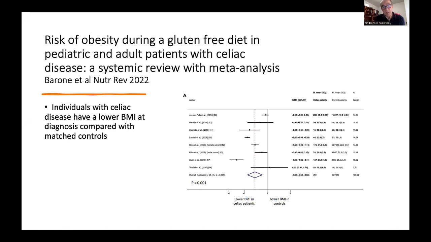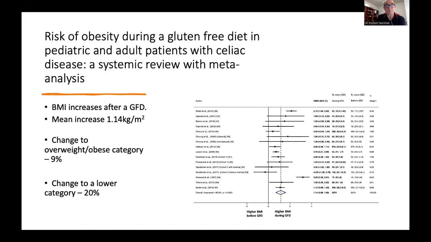And it turns out, this is called a forest plot, and anything to the left of 0 would mean that the celiac patients would tend to have lower BMI. So this forest plot showed that, in fact, on average, and again, there are exceptions, but on average, people with celiac disease do have a lower BMI compared to controls. Not surprising, given that a lot of people present with weight loss.